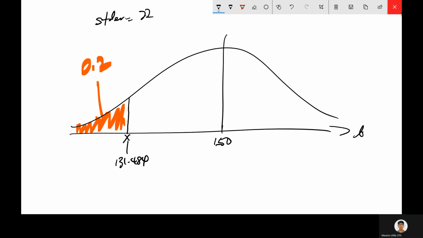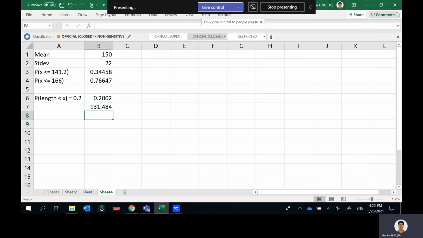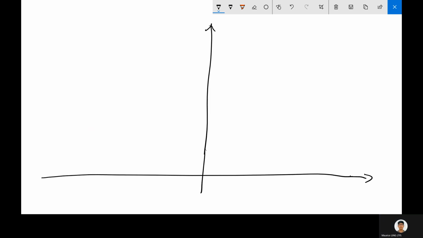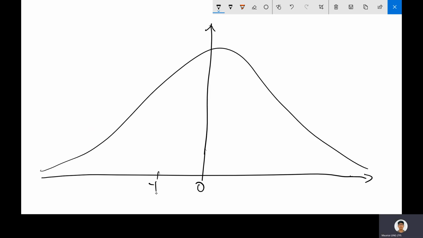Okay. So with that, why not you check for question number 6? Question number 6, you are asked to verify that your normal distribution, okay, let's say this is a normal distribution. The mean is 0. Standard deviation is 1. Okay. So -1, -2, -3, 1, 2, and 3.